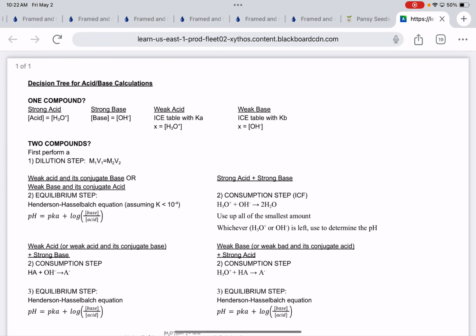Okay, so back to this sheet. Strong acid, strong base. We did the consumption step, used up the smallest amount, which in this case was the acid, and then it says whichever acid or base is left, use that to determine the pH. So if it's a titration before the equivalence point, you're going to have acid left. If it's after the equivalence point, you're going to have base left, but the calculation is the same. Any questions before we move to a weak acid, strong base?